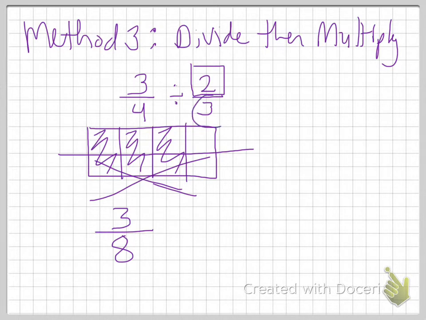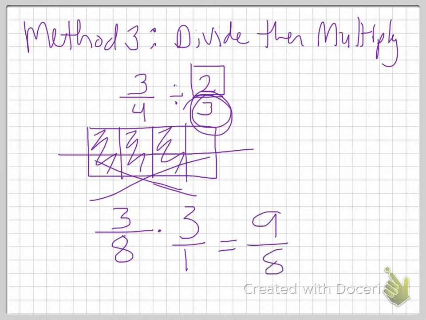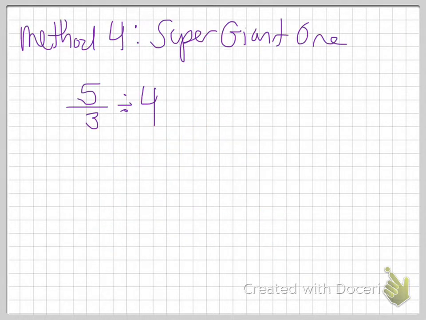And then we multiply by the denominator, which would be times 3. And we would get 9/8 here. So if you like that method, great, go for it. If not, there's one last one, and this tends to be the most popular.